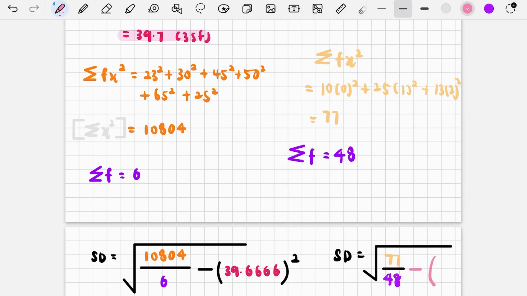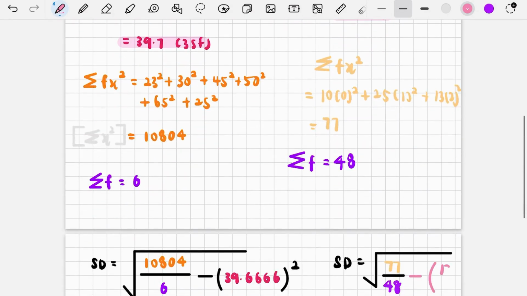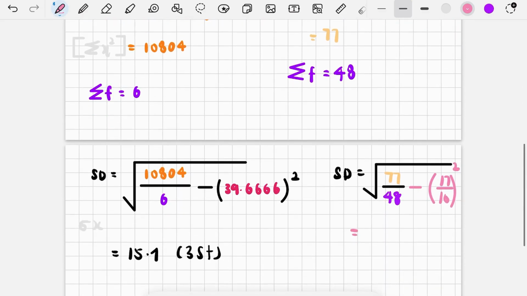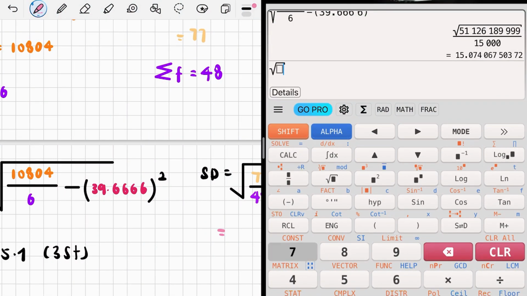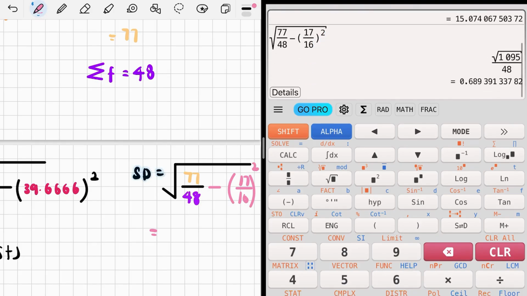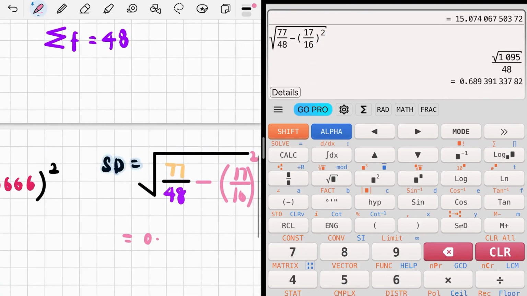So this time I have my 17 over 16, right? I can use that instead of 5SF also can. Or use the exact also can, up to you, okay? So then you go and key in the calculator. Okay, let me just key this. So square root of 77 over 48 minus, the minus make sure it's inside, 17 over 16 whole thing squared, 3SF, 0.689 to 3SF. Okay, then we're just going to check with our calculator.